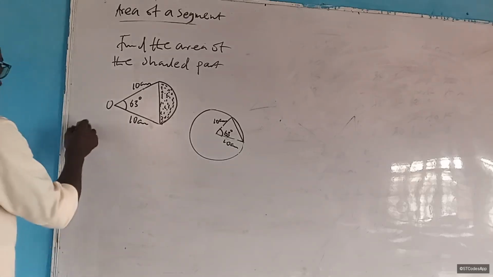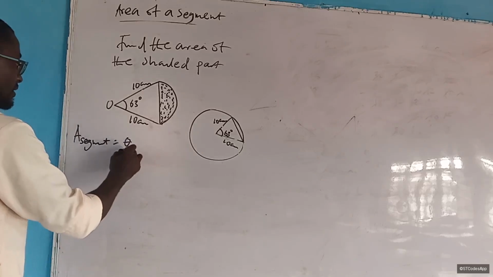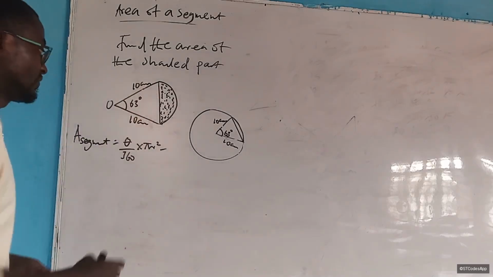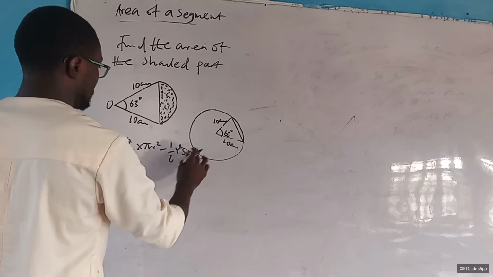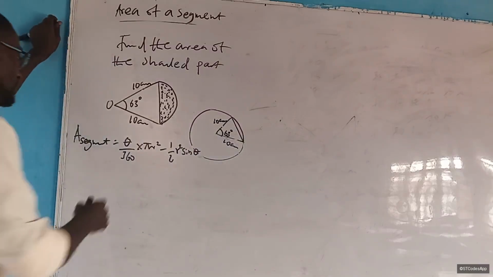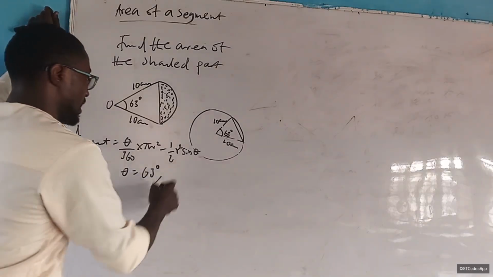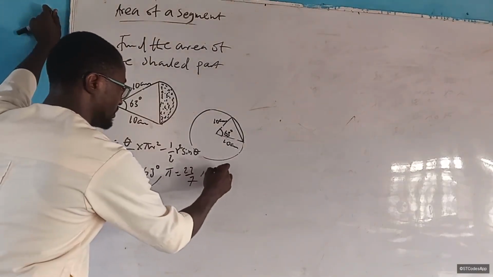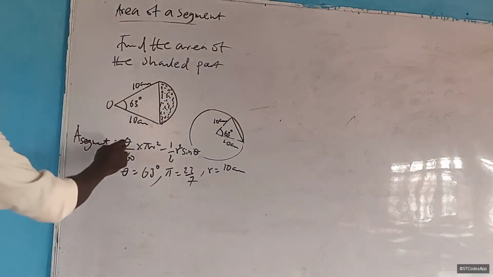Say that area of segment is equal to area of sector, which is theta over 360 times pi r squared, minus area of a triangle, which we term as half r squared sine theta. So from this very question, we have that our theta is 63 degree. Our pi, we can take pi to be 22 over 7 all together. Then our r is 10 centimeter. So substituting this very place.